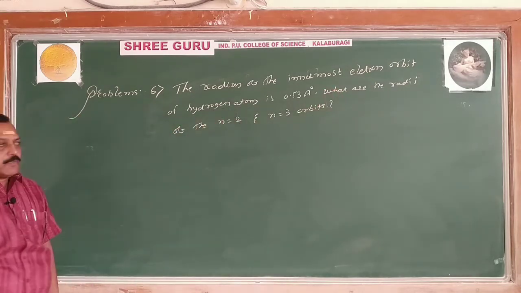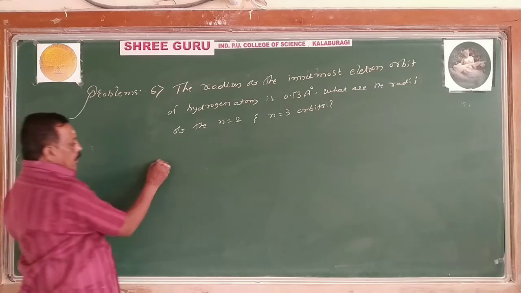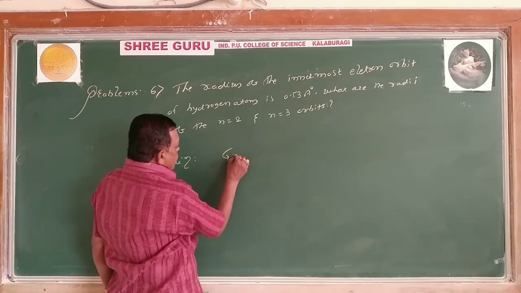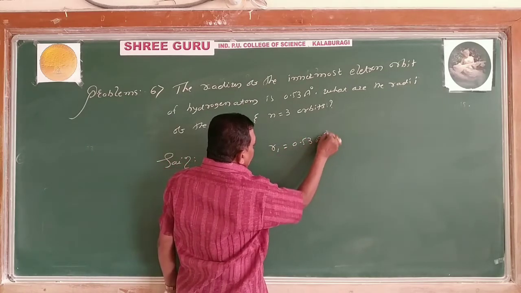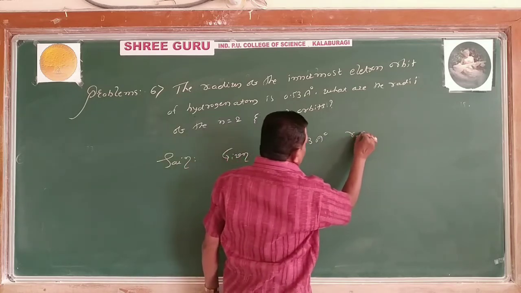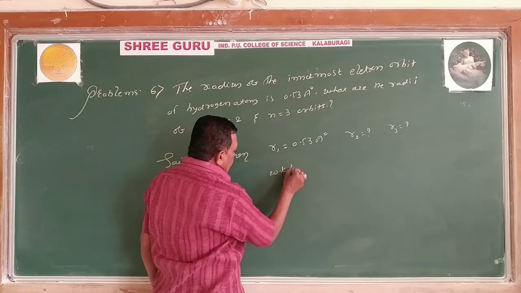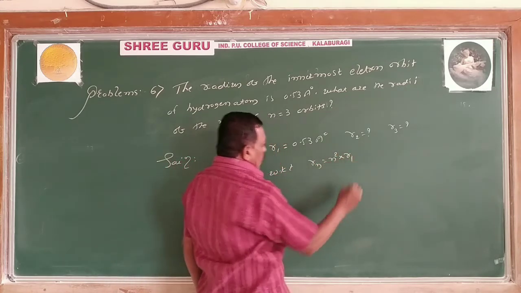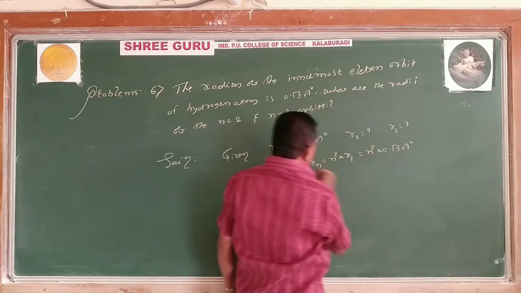Innermost orbit, first orbital radius this way. You want to calculate the radius of the second orbit and third orbit. Already आपके पास है solution. Given the radius of the first orbit 0.53 angstrom. What is R2? What is R3? We know that अभी का रेशो है Rn equals to n square into R1, n square into 0.53 angstrom.